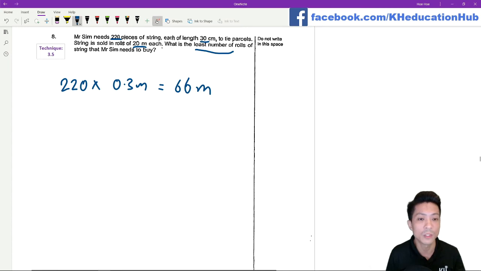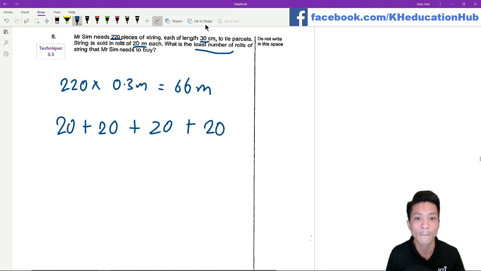Now if each roll is 20 meters, so 20 plus 20 plus 20 is 60. I'm short of 6, which means that I need to buy another roll. The least number of rolls would be 4.